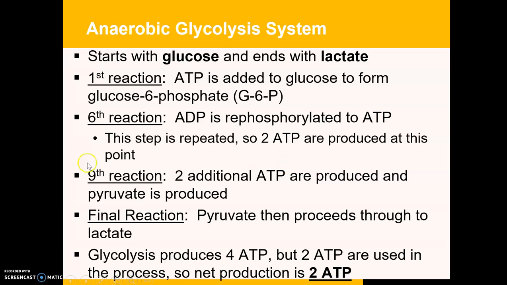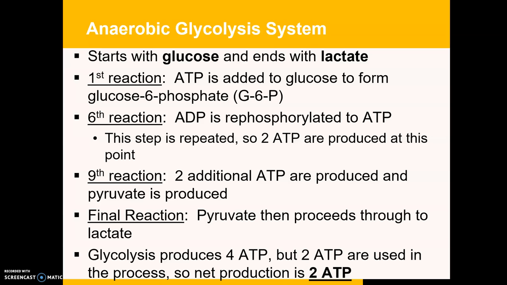In the sixth reaction, sufficient energy is released to phosphorylate ADP into ATP. This reaction is repeated, so 2 ATP are produced at this point. In the ninth reaction, the same thing occurs, so 2 additional ATP are produced. So the 2 becomes 4.